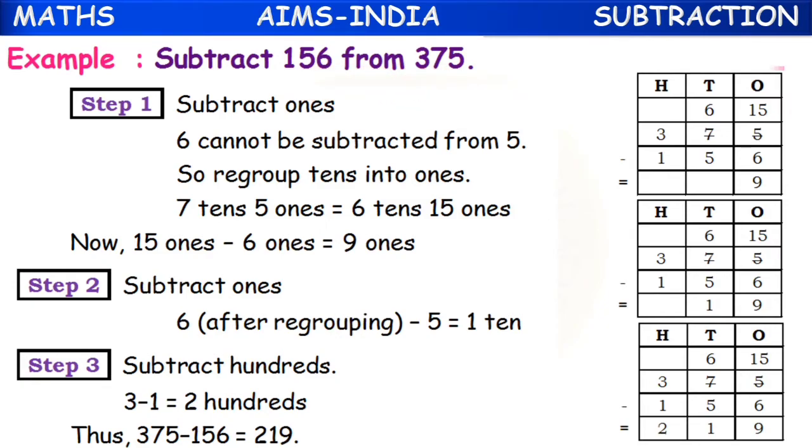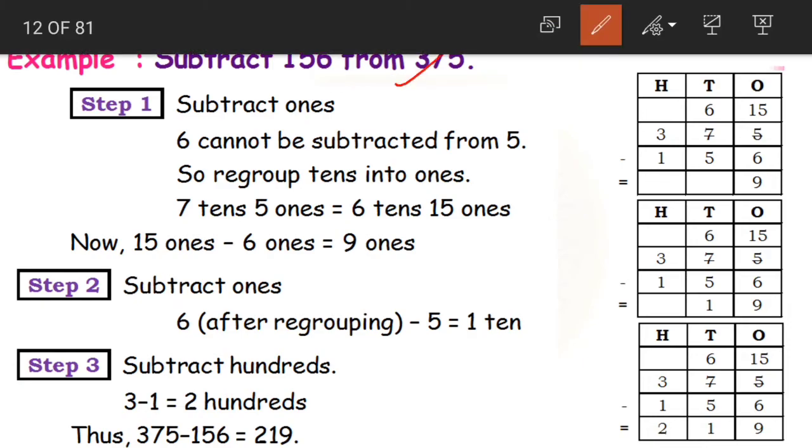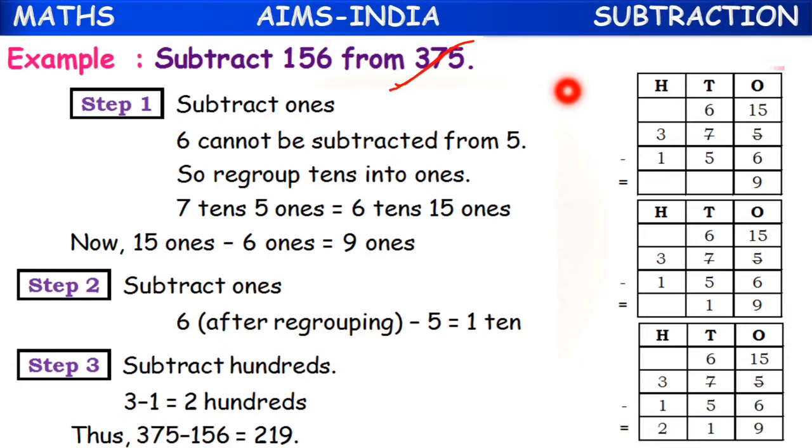So which number should be written first? 375. That's what we did here. 375 minus, then the number which is to be subtracted, that is 156. 375 minus 156. What will be our first step? Our first step will be to subtract the ones.